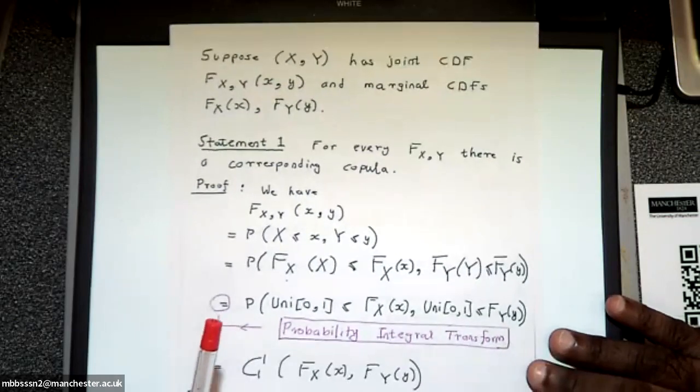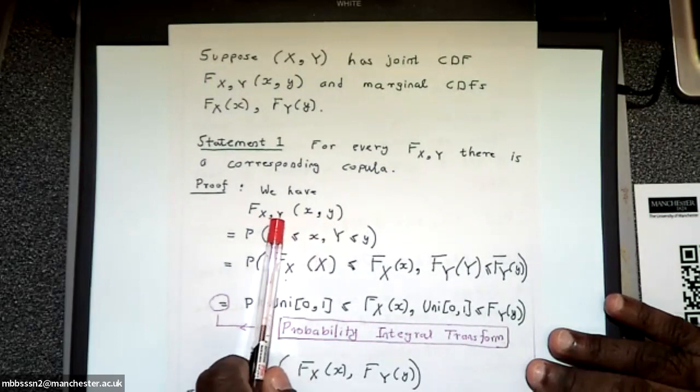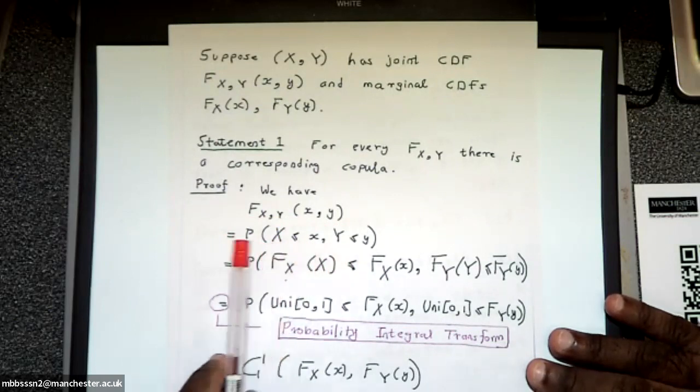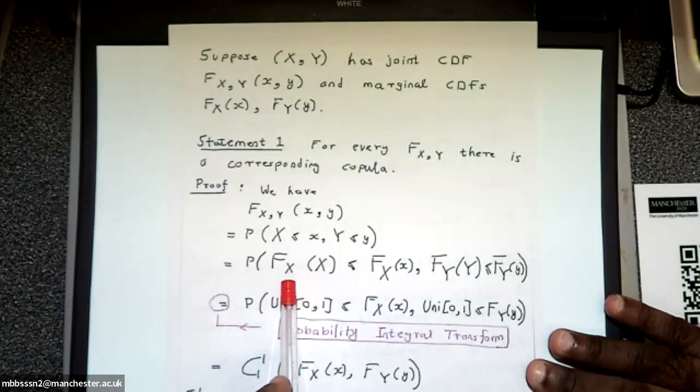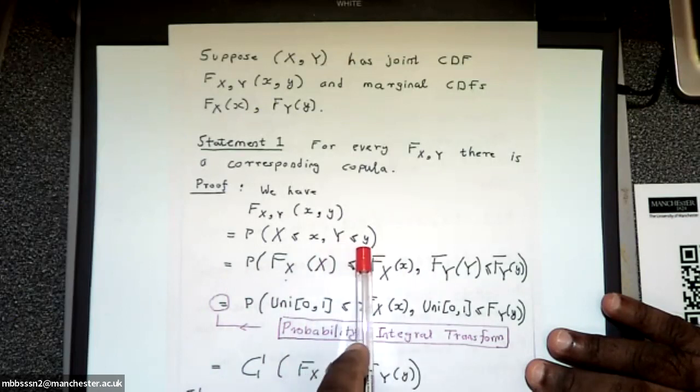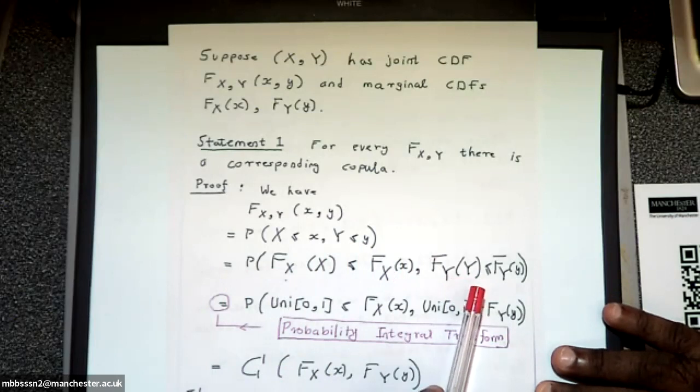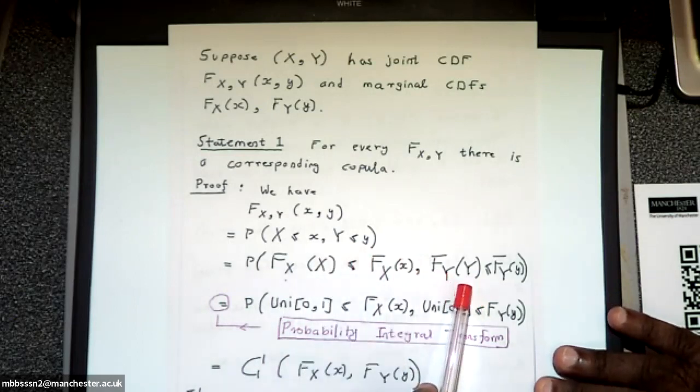It's easy to prove because you start with the joint CDF, which is this. This is the notation for the joint CDF, and the definition is the probability that capital X is less than or equal to x, and capital Y is less than or equal to y. Now, what I have done in this step is to apply the function capital Fx on both sides of this inequality, where Fx is the marginal CDF of X. And similarly, on both sides of this inequality, apply the marginal CDF Fy.